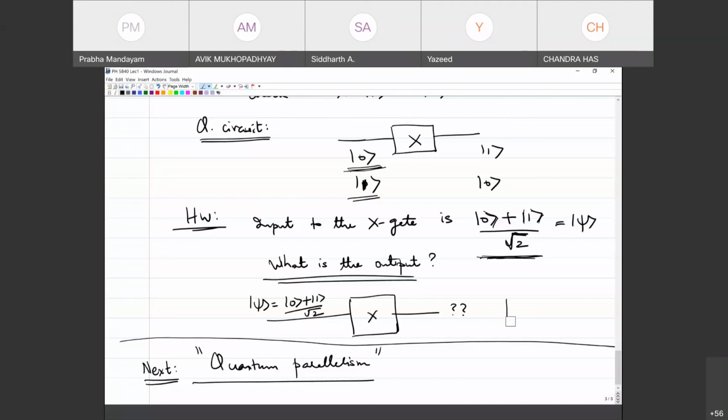What I'll show you next class is a simple example of how you can cleverly use this parallelism. Despite the fact that you have to measure at the end and measurement collapses the state, you can still make use of the fact that you can input superpositions, you can evaluate superpositions, you can extract useful information from this, right? We'll see this next week.